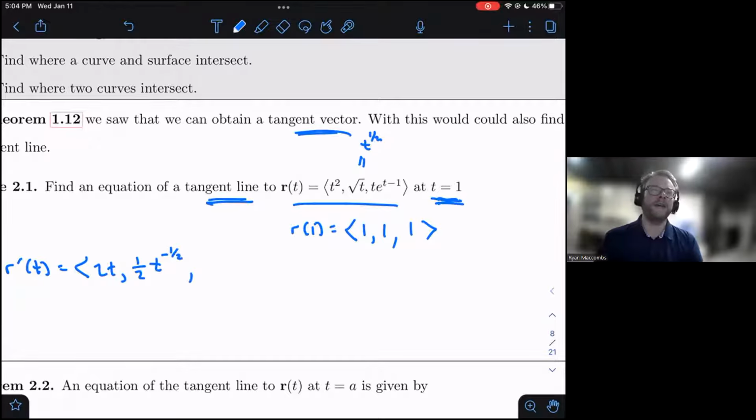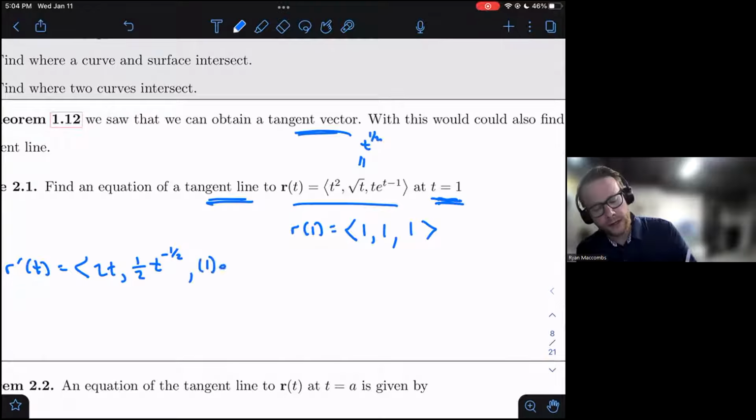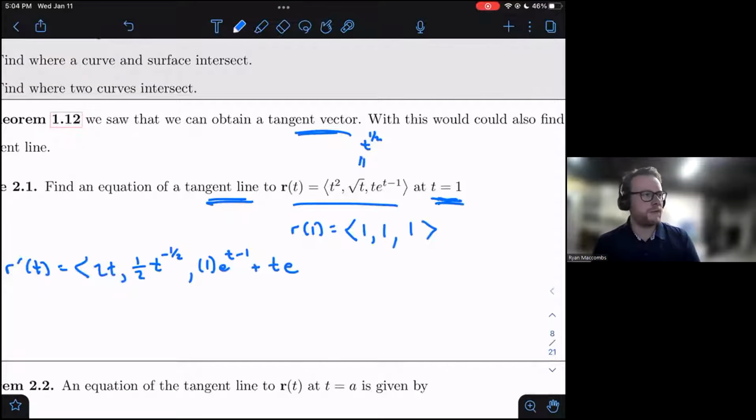And then finally, the derivative of t times e to the t minus 1. Well, that's a product of two functions, so we're going to need to use the product rule: the derivative of the first times the second plus the first times the derivative of the second. The derivative of e is itself, but then you also have a small chain rule here. Inside there you have t minus 1, but luckily the derivative of that is just 1. So there we go.